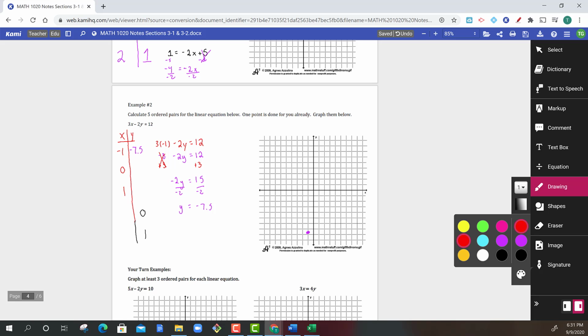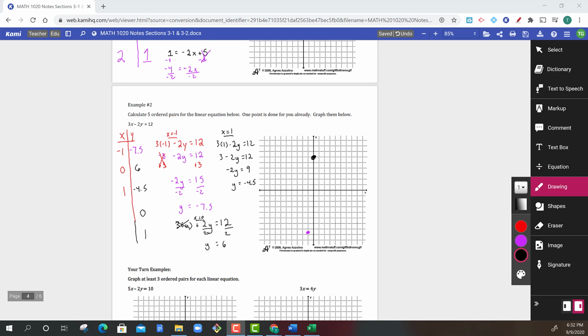When we substitute 0, you'll see the power of picking 0 is a good one to pick because that's what we'll do next. We're going to substitute 0 for x. And that takes care of the 3 times 0. 3 times 0 is just 0, so all we have to do is divide both sides by 2 and get a y coordinate of 6. So there's the work when I substitute 1 for x.